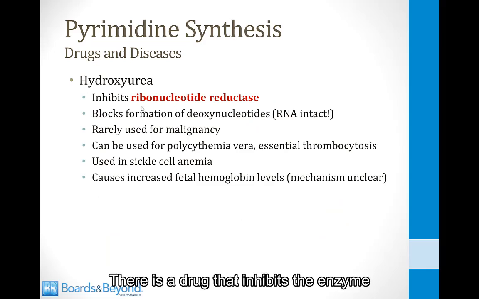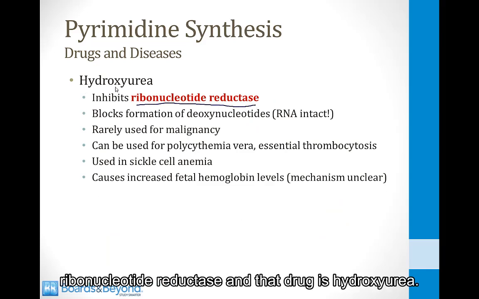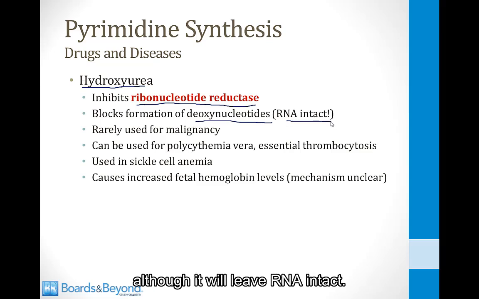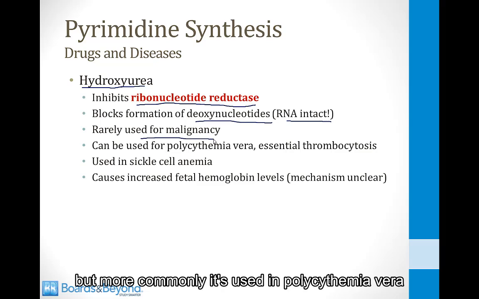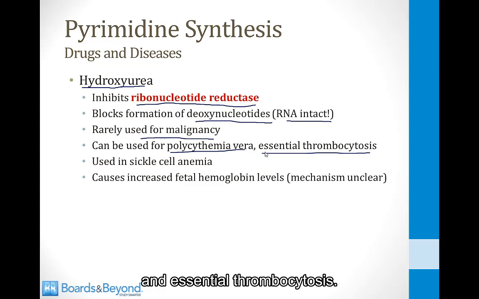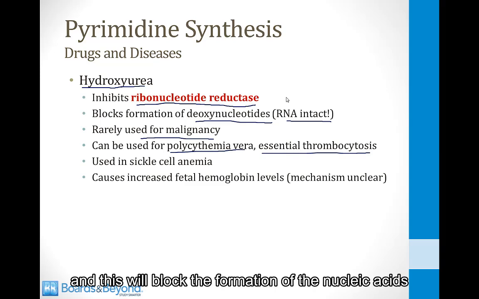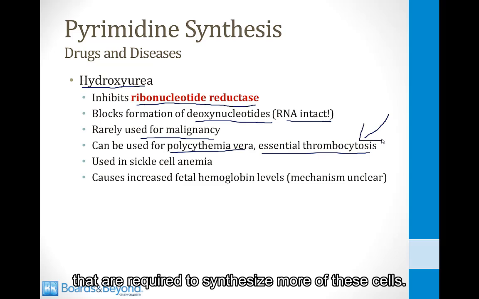There is a drug that inhibits the enzyme ribonucleotide reductase, and that drug is hydroxyurea. This will block the formation of deoxynucleotides, although it will leave RNA intact. This is rarely used for malignancies, but more commonly it's used in polycythemia vera and essential thrombocytosis. In both of these conditions, you have either too many red cells or too many platelets, and this will block the formation of the nucleic acids that are required to synthesize more of these cells.